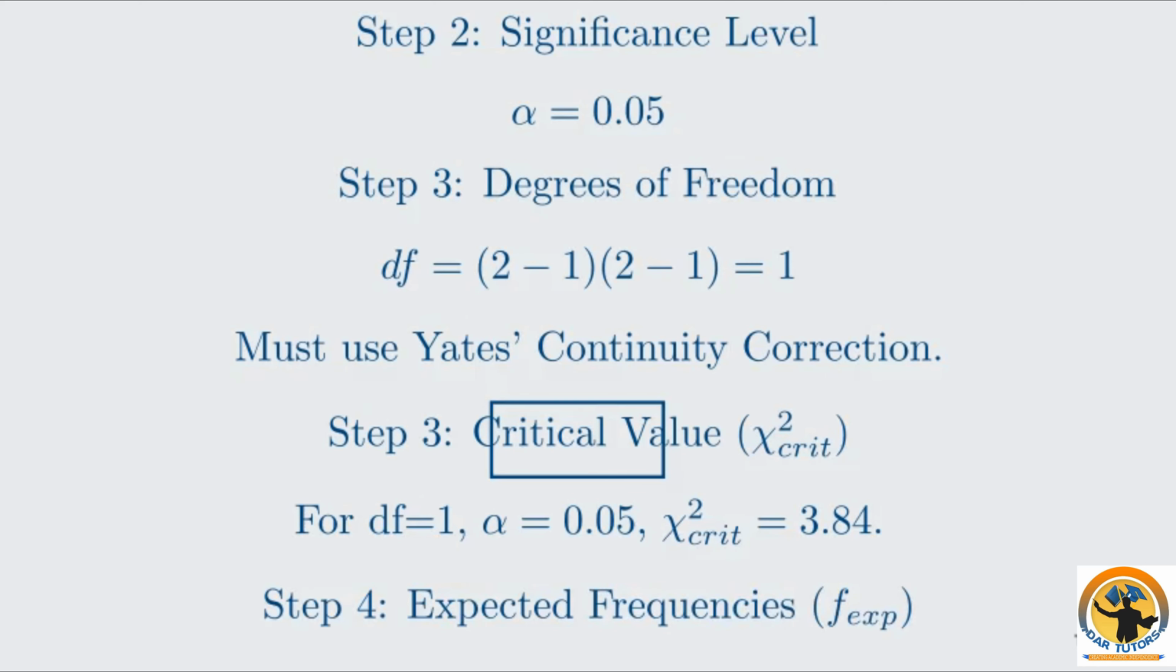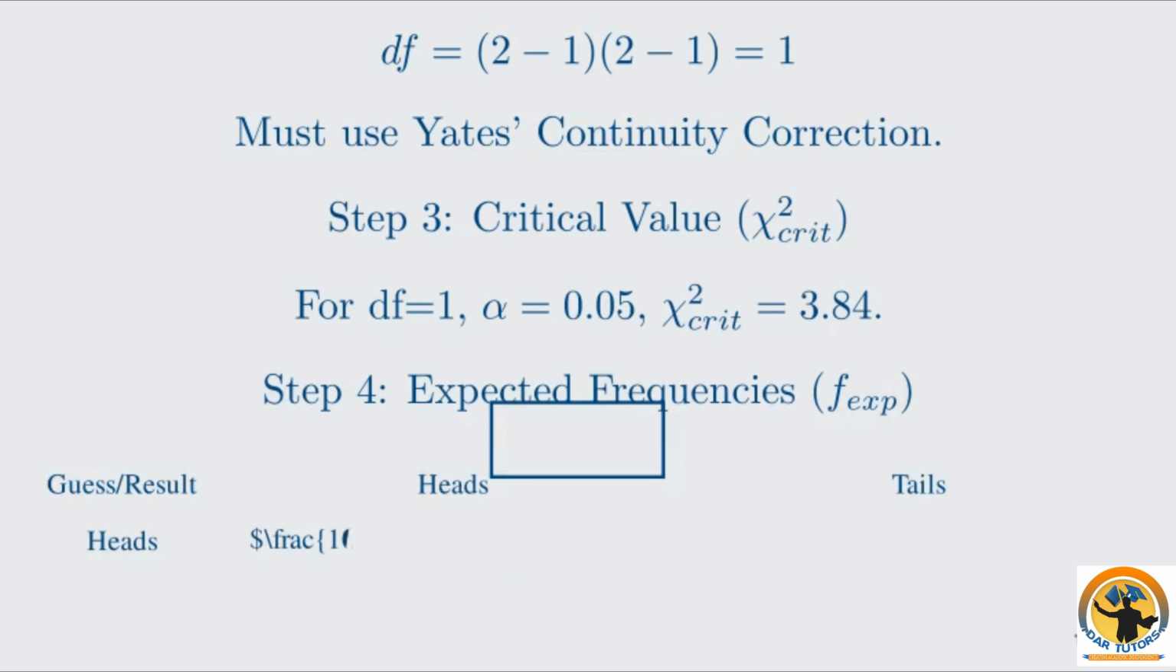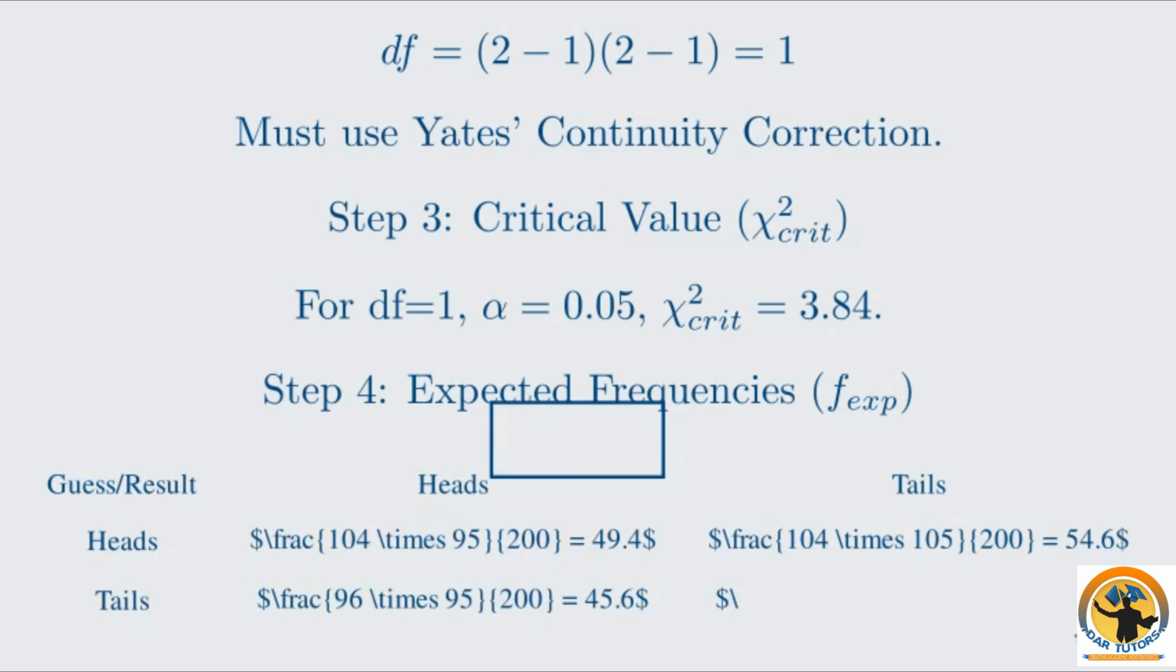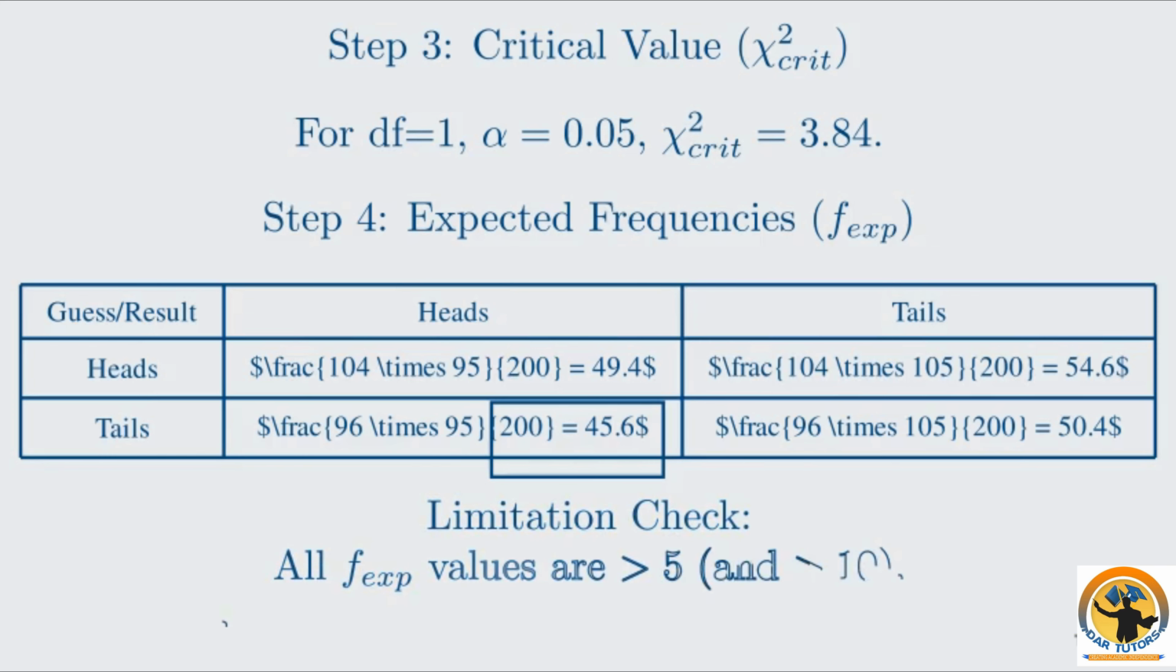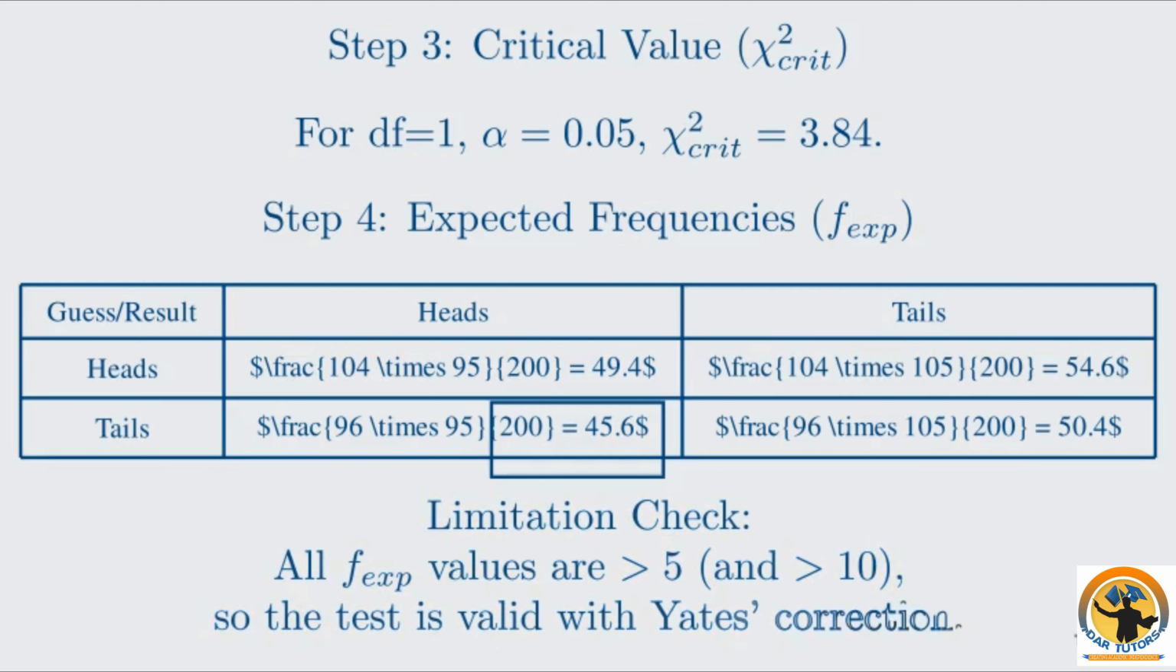Step 4. Expected frequencies. For each cell, we multiply its row total by its column total and divide by the grand total. For guess heads, result heads, the expected frequency is 104 times 95, divided by 200, which is 49.4. Let's check the limitation. Our expected frequencies are 49.4, 54.6, 45.6, and 50.4. All are greater than 5, and in this case, all are also greater than 10, so the test is perfectly valid after the Yates's correction.